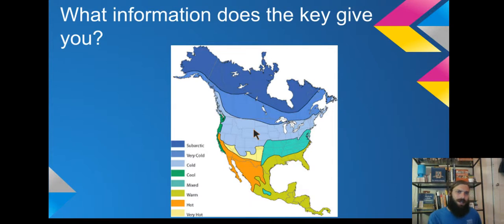What information does the key tell you here? Now I see very cold, cold, warm, hot, and I see the different colors that I can find on my map. So my key shows me that this map will tell me what the climate is like, right? How hot or cold a place is. You have maps that can teach you all kinds of things about a place.